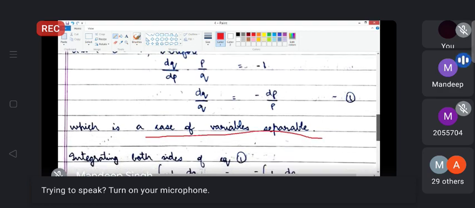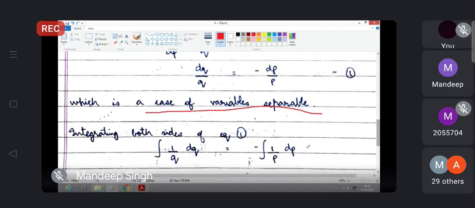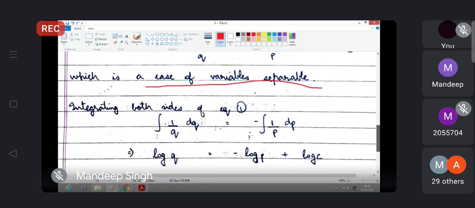Integrating both sides of equation 1, it will come in terms of log. Remember, in the variable separable case it came in terms of log. So we have integral of 1 over q dq is equal to minus 1 over p dp, which is equal to log q. The integral of 1 over q is log q, or the derivative of the denominator if it is there in the numerator, then the integral is the log of the denominator. We have log q is equal to minus log p plus log c. We add log c because everything else is in log.